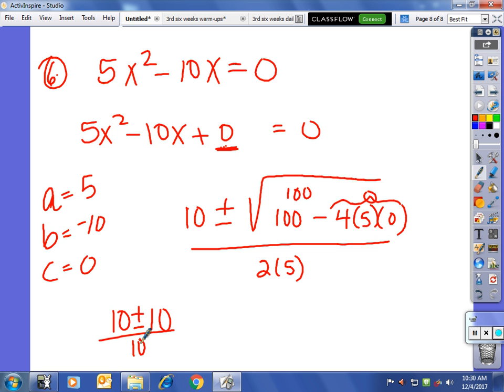Lots of 10s here. What is 10 plus 10? So 20 divided by 10 gives us 2 as an answer. 20 divided by 2. 10 plus 10 is 20. Divided by 2. 20 divided by 2 is not 2. Why did I write 2? 20 divided by 2 is 10. What's the other answer? 10 minus 10 is 0. What's 0 divided by anything? 0.